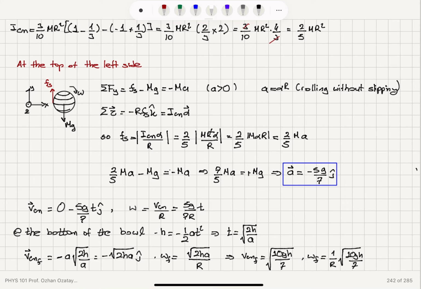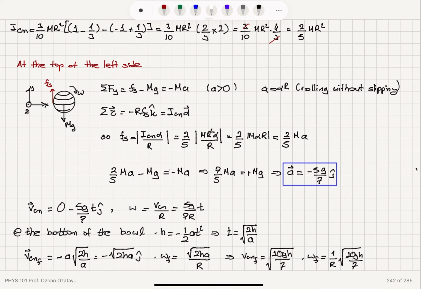On the left side, we have static friction pointing up, mg pointing down. So for the translational acceleration, static friction minus mg is equal to minus ma j hat. So acceleration will be downward. The net torque is minus r f_s k hat equals I center of mass times alpha, which we find using the right hand rule. And we see that the static friction is 2/5 ma when we substitute it into Newton's second law translational form. Acceleration is 5g/7, or as a vector, minus 5g/7 j hat.